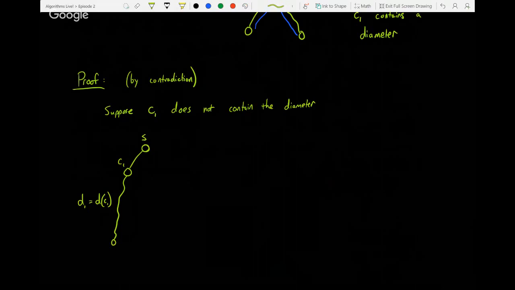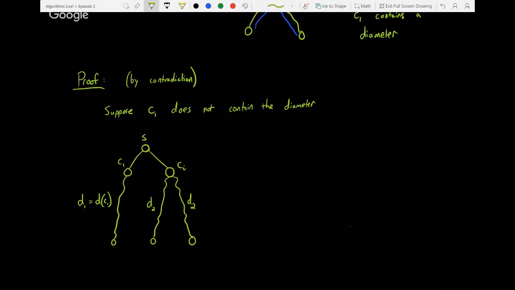We'll say it doesn't contain the diameter, so there has to be some other tree, C of I, that does contain the diameter. And in the worst case, it's going to have two paths of length D2. They might not be the same length, but it doesn't change anything in the proof if I make them the same length. It'll muck up the proof a little bit, but you could work this if they're different lengths, and I'll leave that to you all.